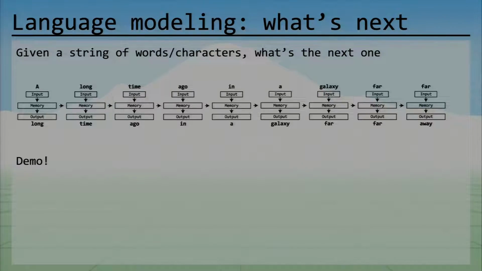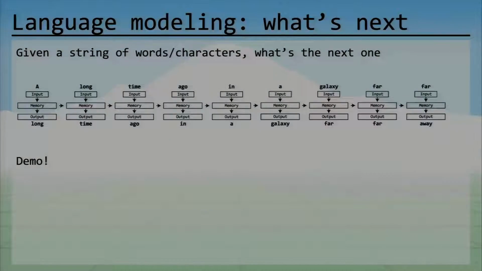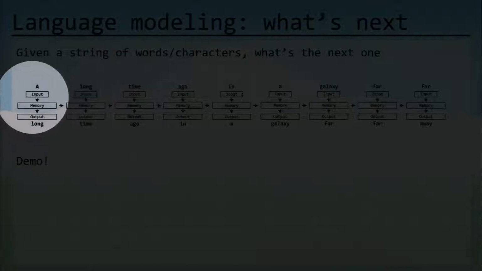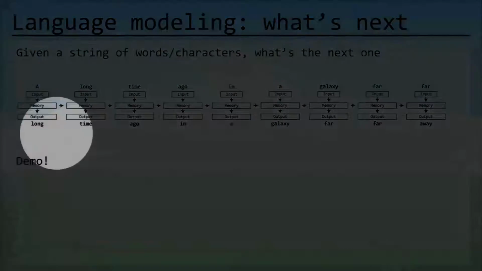A really common one is language modeling. All we're going to do is read in streams of characters and try to predict what the next character is. So we're going to read in some really long text, and after we read in every word, we're going to try to predict the next word in the sentence. This is an example of our network getting everything right. We read in the word "A," and without reading anything else, we have to predict what the next word is. In this case, it's "long."